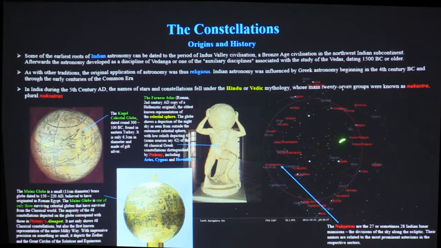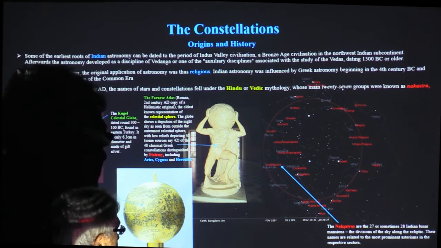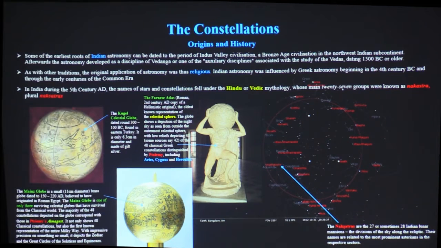And in Indian civilization over here, nakshatras are the 27 or 28 lunar mansions. So they had names for the stars too. And we're not going to go into that because we haven't got time. But it is interesting to see that they had their own names for these constellations as well.